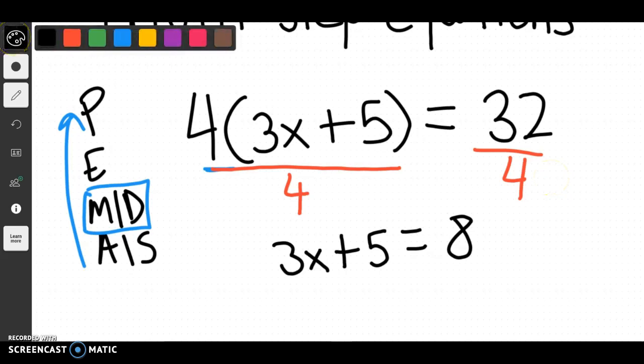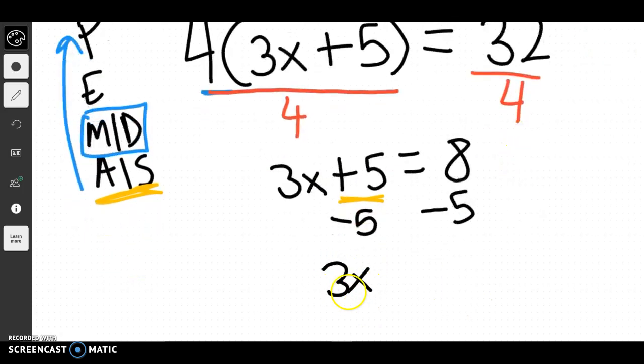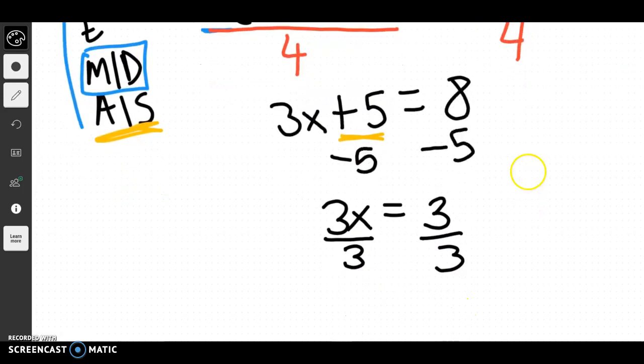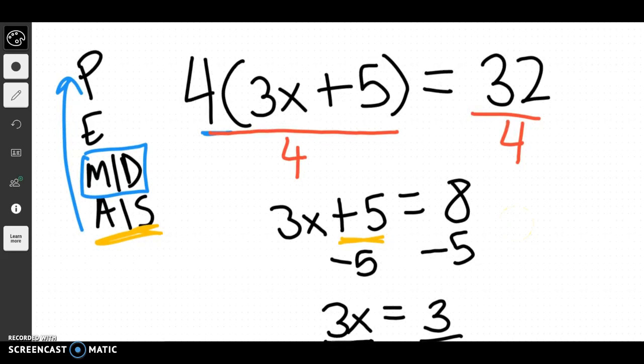Now again, the parentheses drop, so I look again. And now I do have an adding and subtracting one, which is this 5 right here. So we are going to subtract 5 from both sides and get 3x equals 3. And then we're going to do our very last step, which is divide by 3 and divide by 3, and finally get that x is equal to 1. So again, it looks at the beginning to be very complicated, but if we use our reverse PEMDAS order, it doesn't become too difficult to solve.